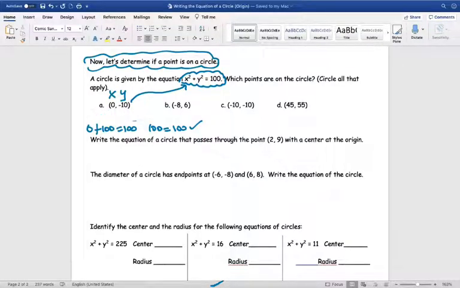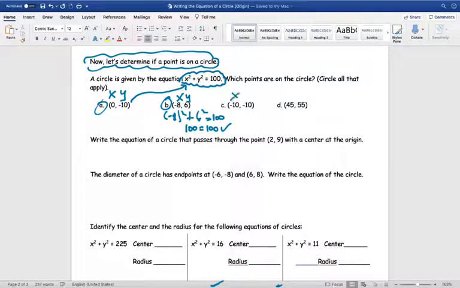And I'm going to erase all that. All right, I do know that's a point on the circle. Let's check -8 and 6, the ordered pair -8, 6. Again, that's an x and that's a y. So -8 squared plus 6 squared, does it equal 100? Well, -8 squared is 64, plus 6 squared is 36, and 64 plus 36 is 100. So 100 does equal 100, which makes that also a point on the circle.